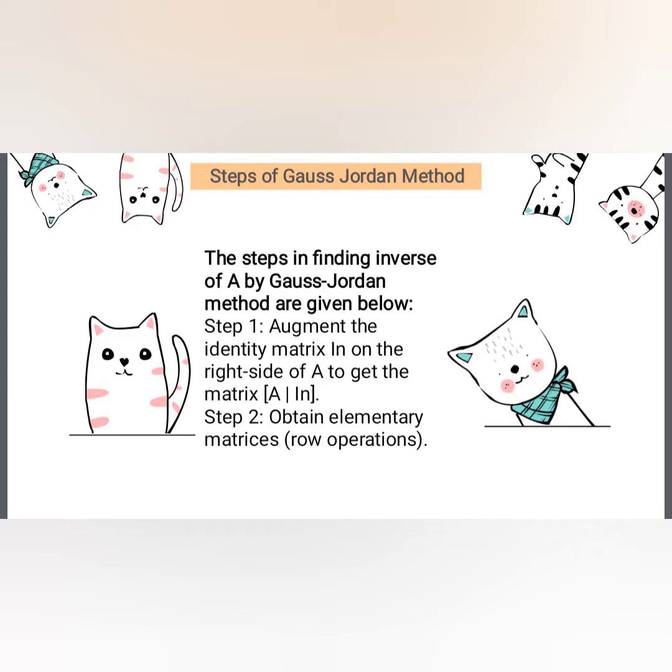First step, you have to augment the identity matrix IN, where IN means identity matrix of order n, on the right hand side of A to get the matrix. This is the format. A will be written on one side and on the other side you have to write the identity matrix of the same order. Step 2, you have to apply elementary row operations. That is, we will be using elementary row operations to get the inverse.